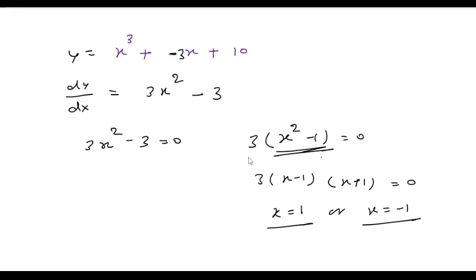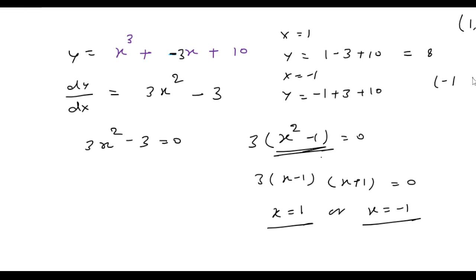You can put this in your calculator as well. So for x equals 1, your y value is 1 cube minus 3 plus 10, which is 11 minus 3, that is 8. So one point is (1, 8), where your graph is turning. The other point: if I take x equals minus 1, the y value will be minus 1 cube, which is minus 1, plus 3 plus 10, which is 12. So at (minus 1, 12) and (1, 8), your graph will take a turn. This is the turning point.